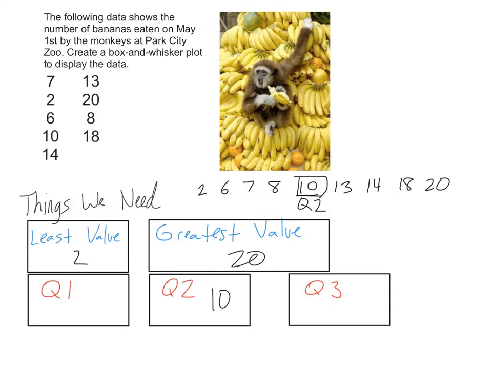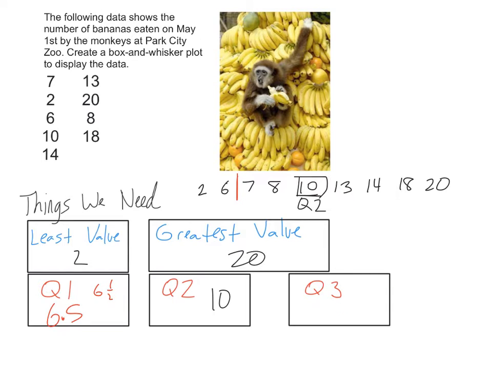Okay, quartile 1, remember, is the middle of the middle half. So here's our middle half. There's 4 values, right? 1, 2, and 3, and 4. So it's going to be right there in between 6 and 7. So quartile 1 is going to be 6.5.